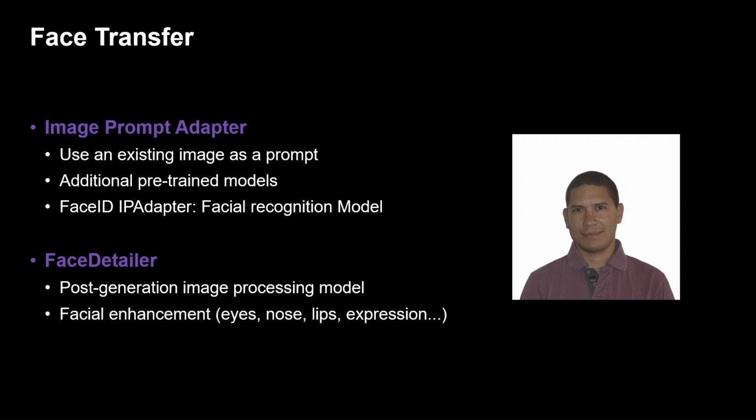For that, I use another technique called image prompt adapter, or IP adapter, which will use an existing image as a prompt and also extract some characteristics. For that I use the Face ID adapter, which is a facial recognition model, right? And then I also use in my workflow, as we will see, a face detailer, a post-generation processing model that will enhance a little bit more the eyes, nose, lips, and facial expression in general, right?